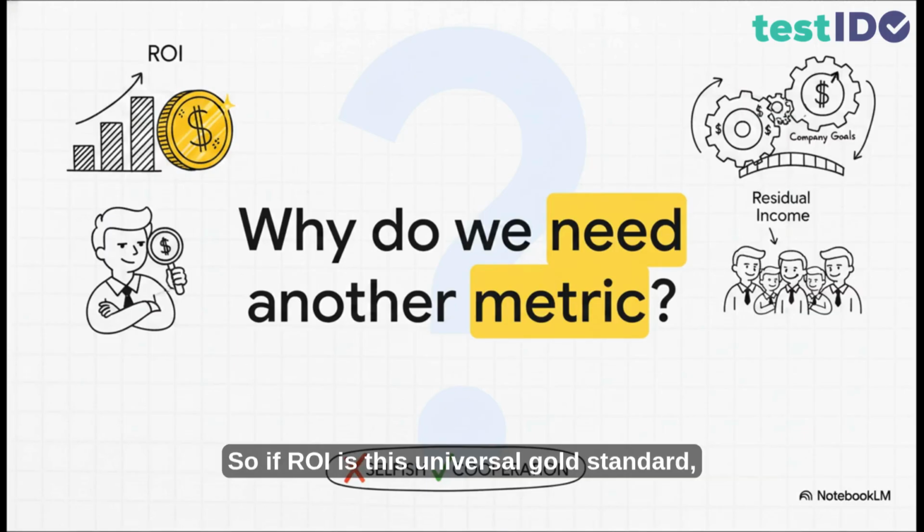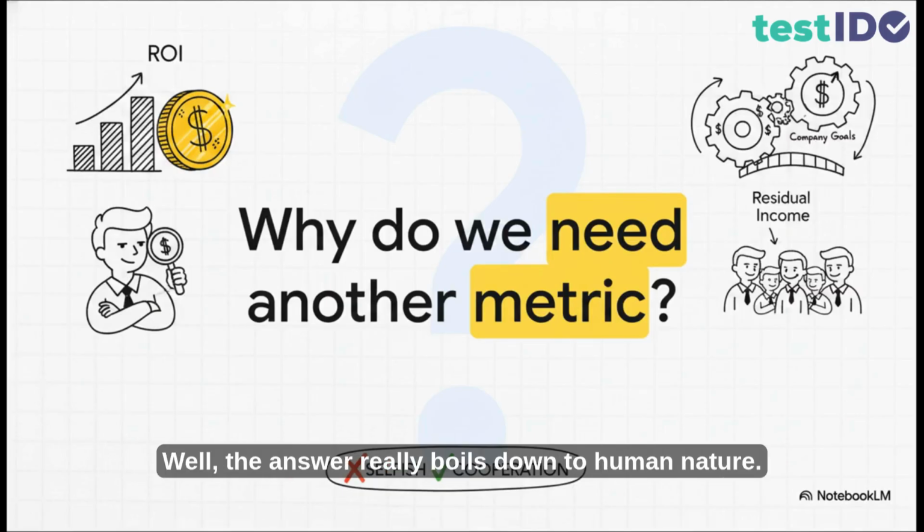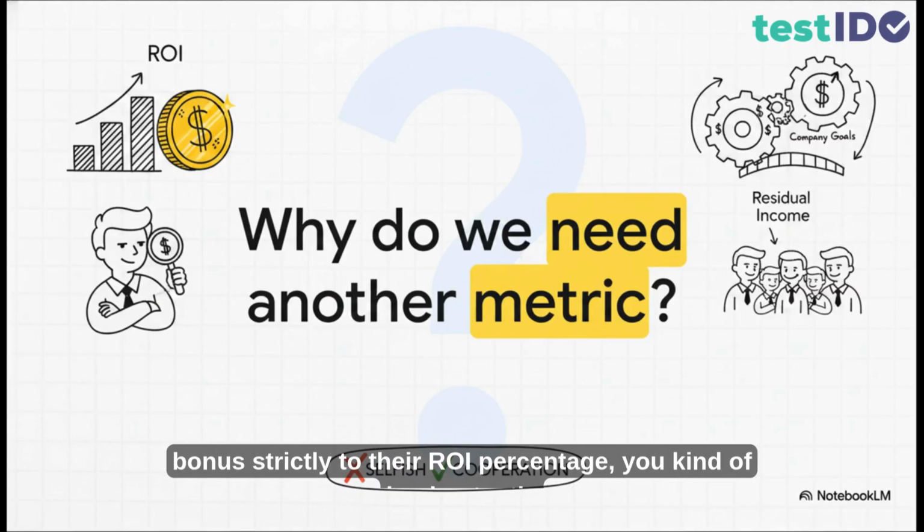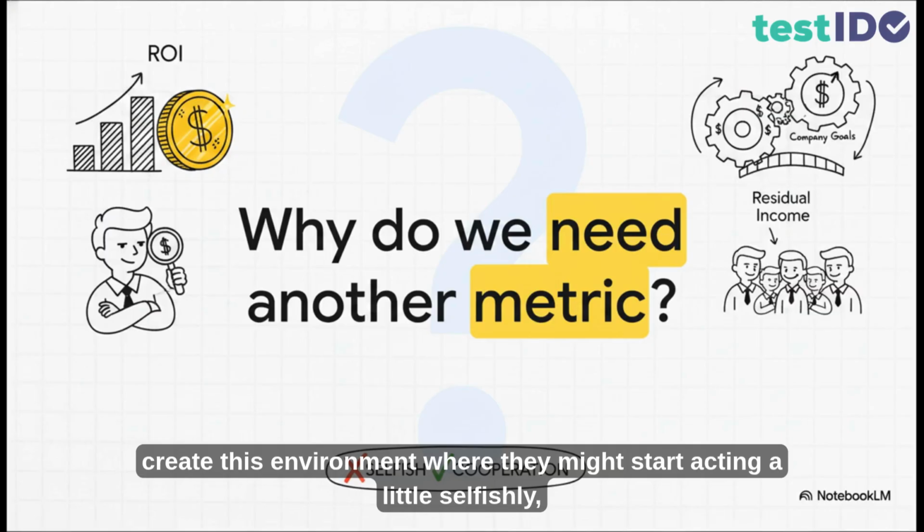So if ROI is this universal gold standard, why on earth does the CMA syllabus insist we learn an entirely different metric? Well, the answer really boils down to human nature. You see, when you tie a manager's bonus strictly to their ROI percentage, you kind of inadvertently create this environment where they might start acting a little selfishly, prioritizing their own shiny metrics over the company's best interests.